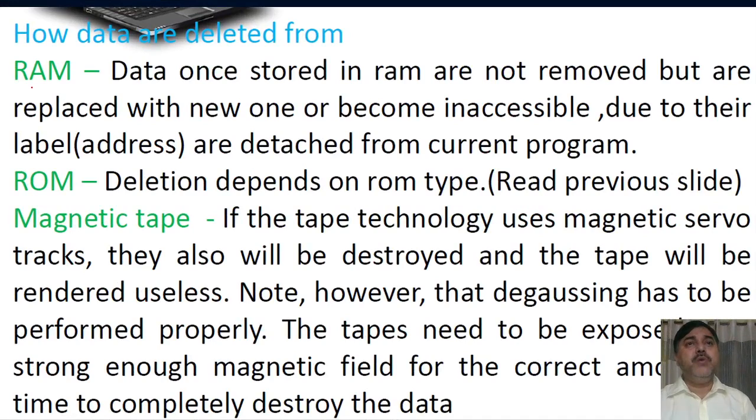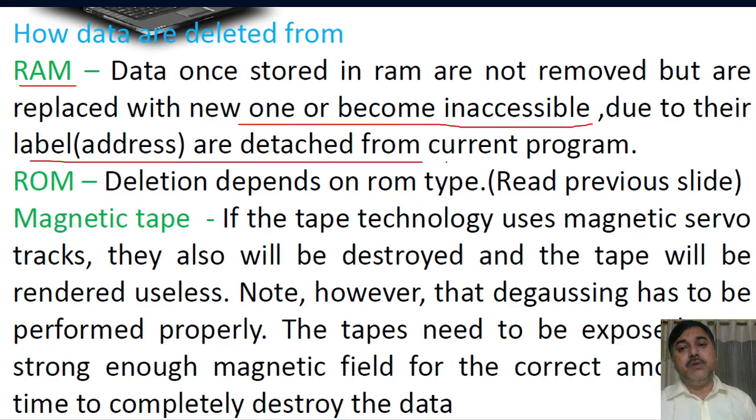Okay, so it is removable and rewritable. Then there is RAM, random access memory, which is not removable, but we can replace it with a new one. There are different kinds of labels, and we can detach the programming section. With ROM, deletion depends on the ROM in various ways.